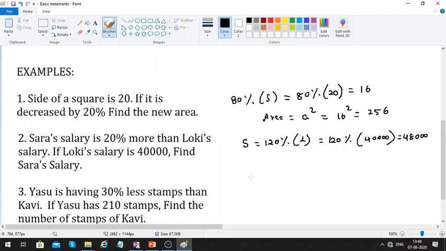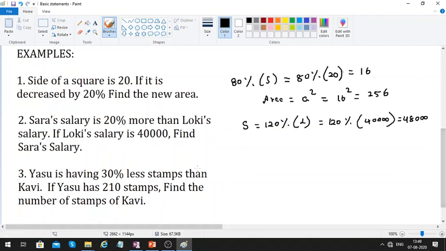Now moving on to the next one. Yasu is having 30% fewer stamps than Kavi. Again, framing an equation for this basic statement is what is going to help you solve the question immediately. Now, as we discussed, y is equal to 30% less from 100%, which means what should be the remaining percent? 70% of Kavi. So we'll take it as k. Now whose value is given? Again, we have to be very careful in that situation. If Yasu has 210 stamps, y's value is given as 210.